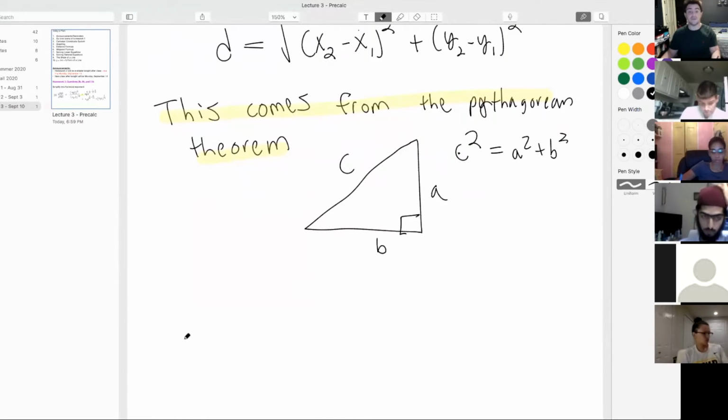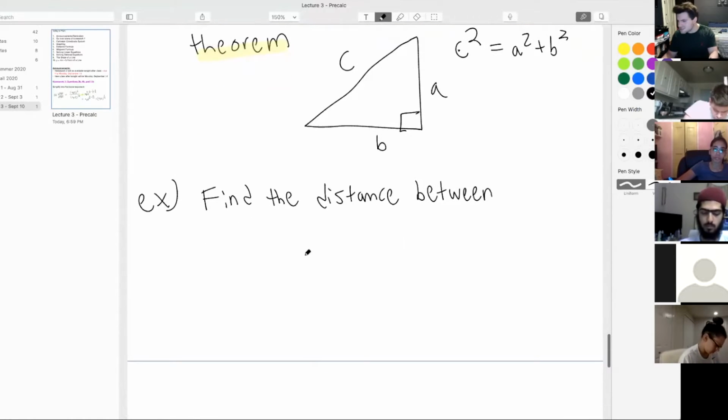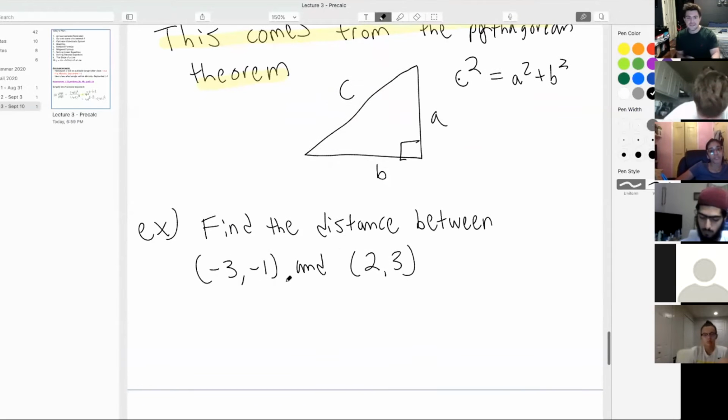Okay, so let's do some examples. We're just going to do some computations here. How we'll use this formula is I'll say, find the distance between, what points should we use? Let's do -3, -1, and 2, 3. This is how a question will be presented to you. Essentially, I'm going to use the distance formula with -3 being x1, -1 being y1, 2 being x2, and 3 being y2.